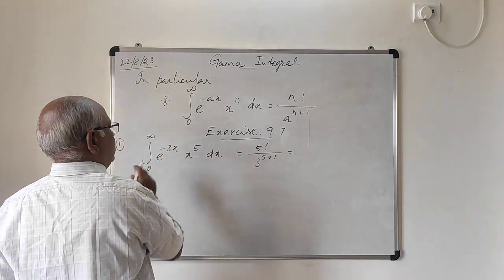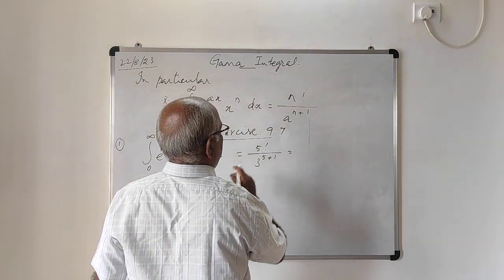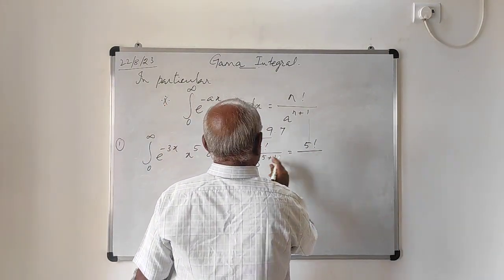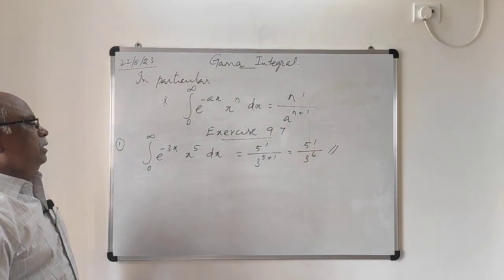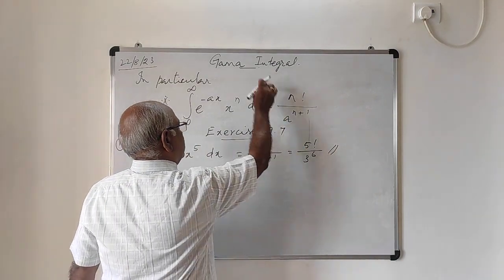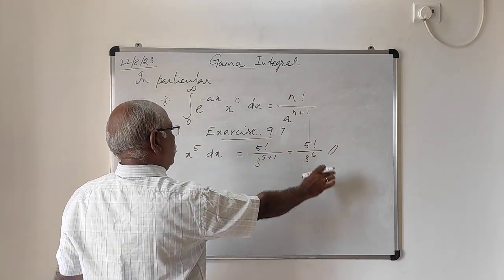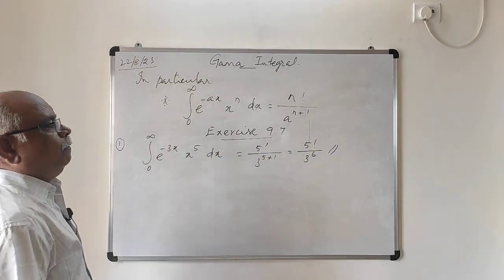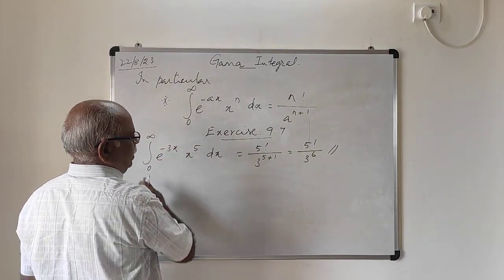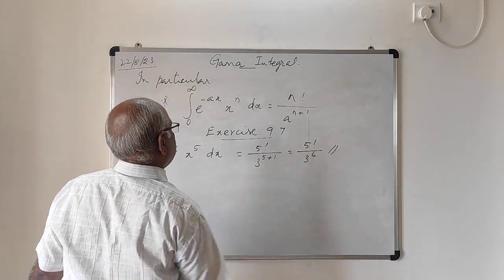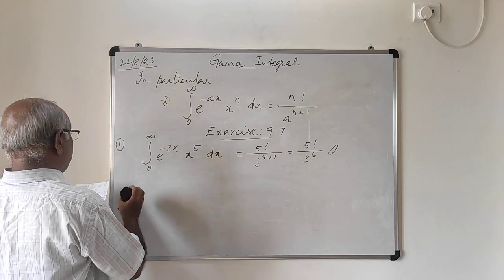N is 5, a is 3. N factorial is 5 factorial, by a power n plus 1, that is 3 power 5 plus 1. This is nothing but 5 factorial by 3 power 6. This is the answer for this integration. Immediately we can deduce the result from the formula: 5 factorial by 3 power 6. That's all about the problem given in your textbook. Next, the second problem in your exercise.